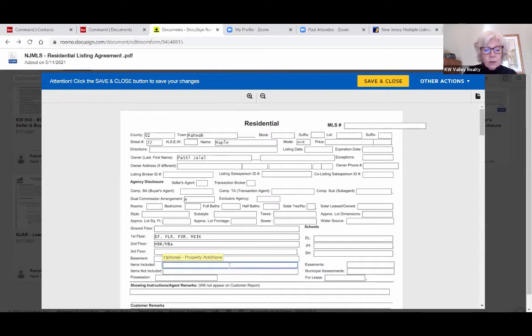Okay, items included. Please be very specific when you speak with the seller because they may say, oh, the refrigerator's included. And they may be talking about the refrigerator down in the basement and not their beautiful refrigerator in the kitchen. So be very specific. Same with items not included.